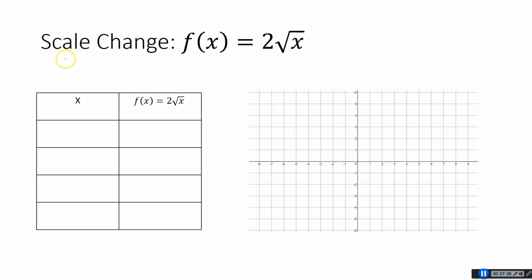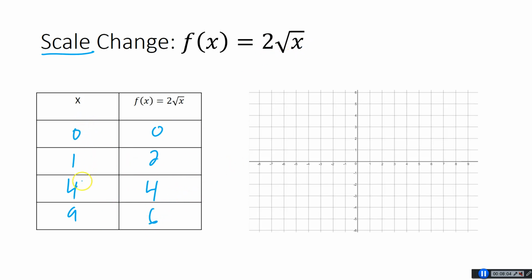All right, let's look at a scale change now. This 2 on the outside. So once again, root x, with the 2 applied later, is just going to be normal root values. So 0, 1, 4, and 9 are easy to take the square root of. Square root of 0 is 0 times 2, still 0. Square root of 1 is 1 times 2 is 2. Square root of 4 is 2 times 2 is 4. Square root of 9 is 3 times 2 is 6.